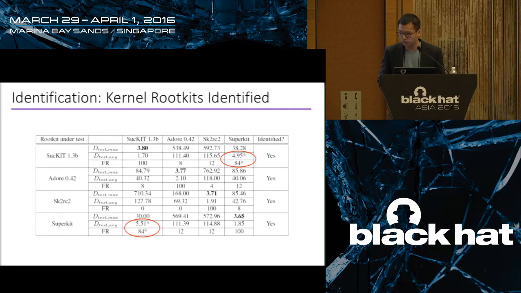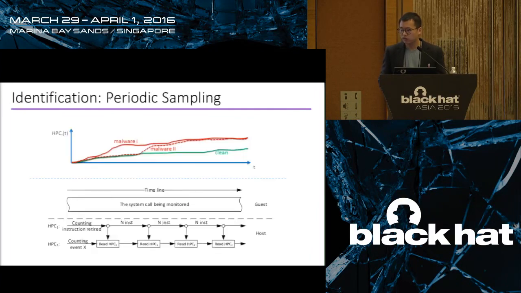So what we do is this. Instead of getting the event count at the end of the execution, we try to sample it periodically. In this demonstration diagram, if we sample the counter reading at the end, malware 1 and 2 will have the same reading. But if you sample it periodically during the execution, you will find their readings are actually different.